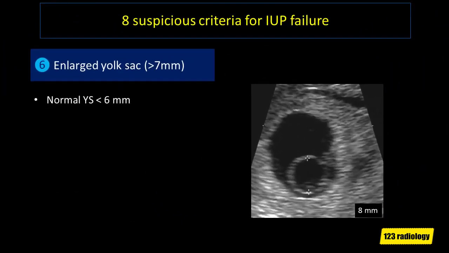The sixth suspicious criteria is enlarged yolk sac, greater than 7 millimeters. The normal yolk sac is less than 6 millimeters. If the yolk sac is 7 millimeters or more, that is suspicious for pregnancy failure. As you can see on this image, the yolk sac is measuring about 8 millimeters. This is an abnormally enlarged yolk sac and suspicious for pregnancy failure. Follow-up ultrasound study is recommended.